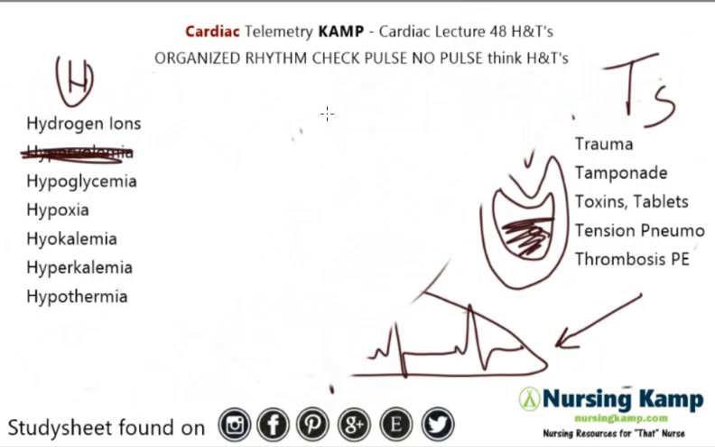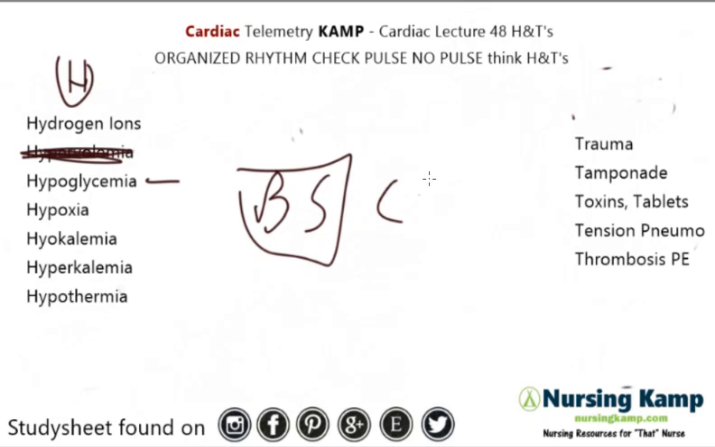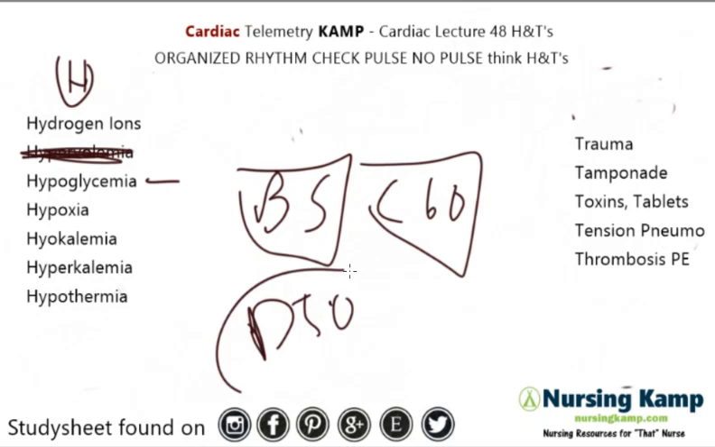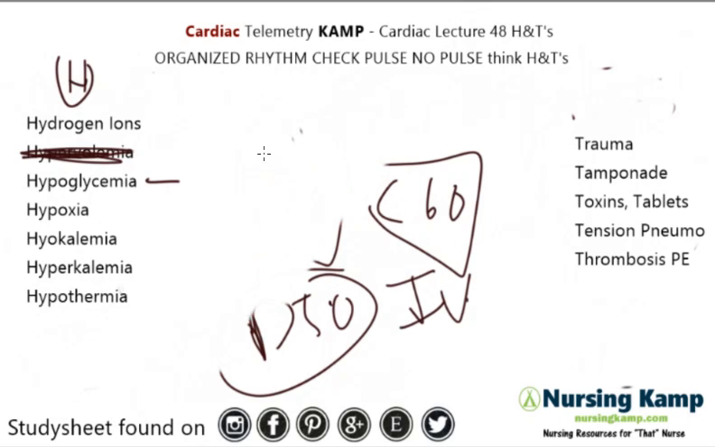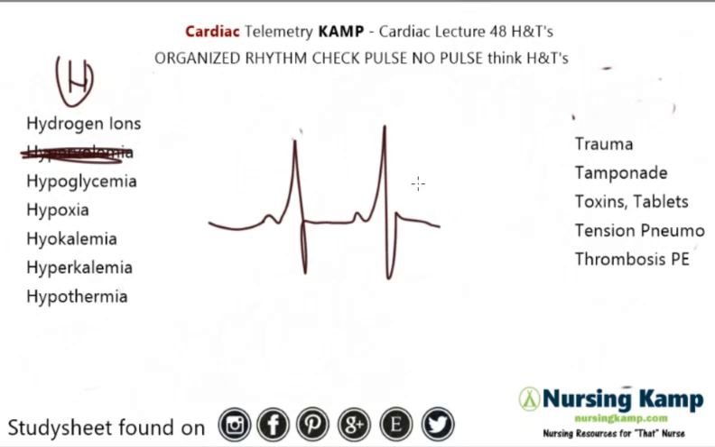Hypoglycemia. Well, that was actually taken off the algorithm for ACLS, but people still check for sugar. So blood sugar less than 60, and you give D5, D50 IV. Hypoxia, so that's a patient who's been hypoxic for too long. That would cause them, nothing wrong with the heart, remember, organized rhythm, but there's no pulse during cardiac arrest. And so we would correct that with airway.